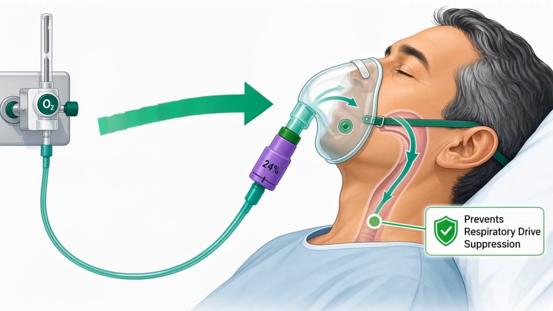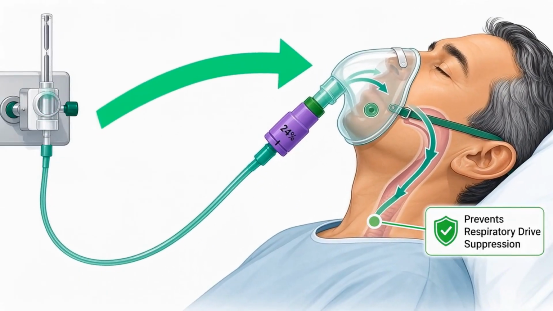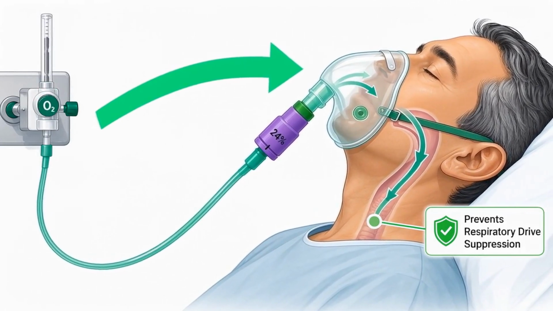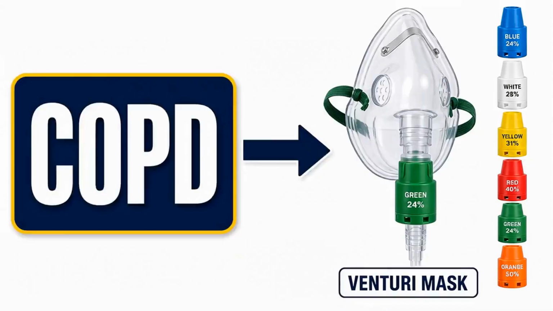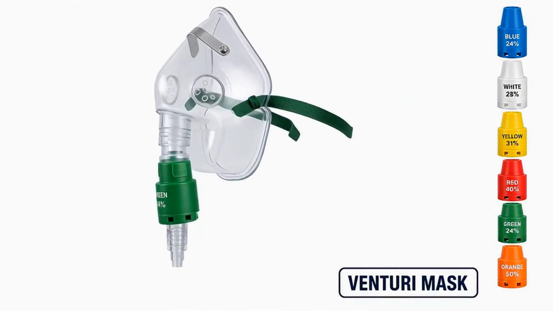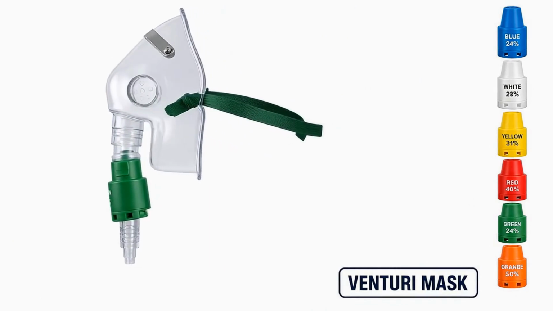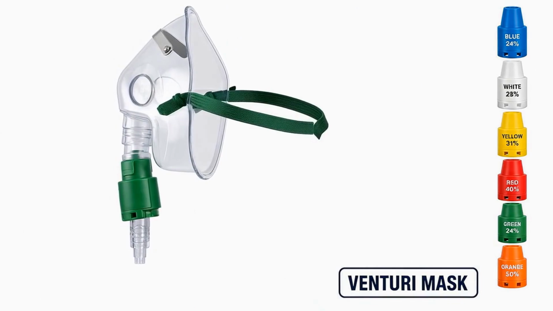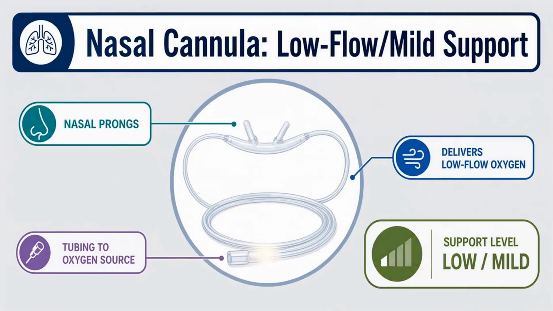The Venturi mask allows nurses to carefully regulate oxygen delivery, which helps prevent the suppression of the patient's natural respiratory drive. If an NCLEX question mentions COPD, combined with the need for precise oxygen control, the Venturi mask is the correct choice. Let us review some memory tips.